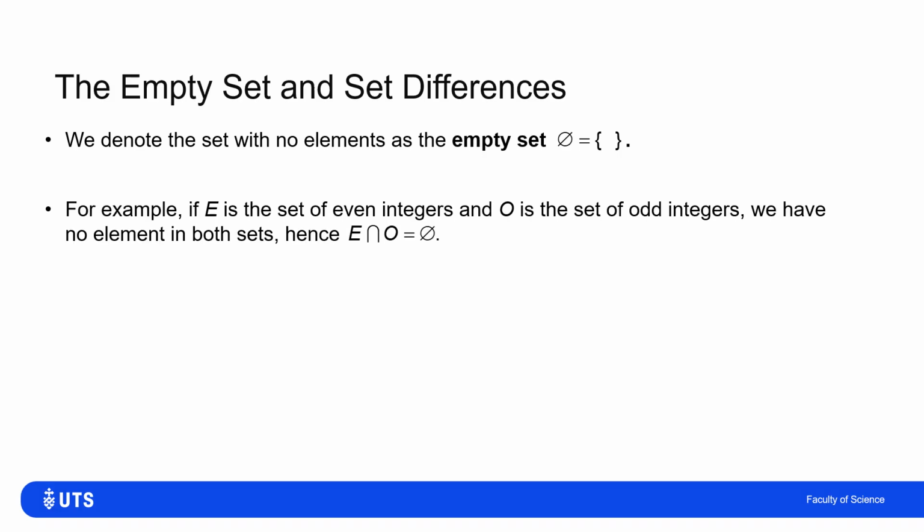So if I consider E to be the set of even integers and O to be the set of odd integers, then I think it's fairly clear to say there's no elements in both sets. There is no way I can find a number which is both an even integer and an odd integer at the same time. So the overlap of those two sets, E and O, or E intersection O, is an empty set.